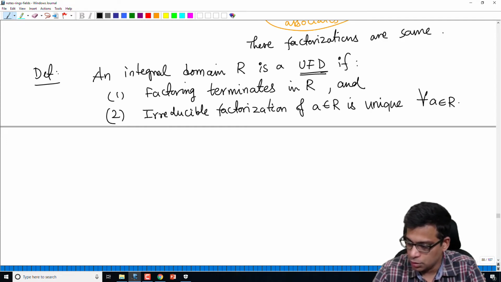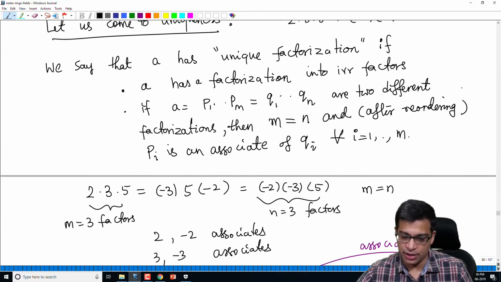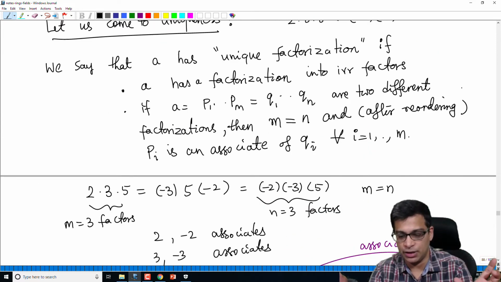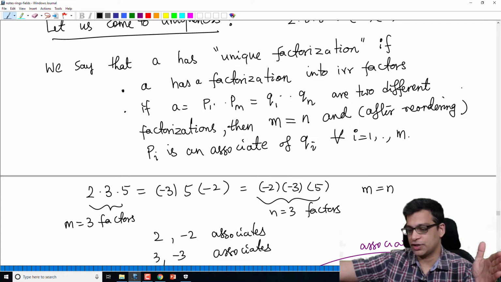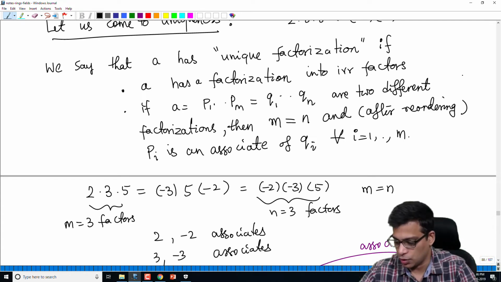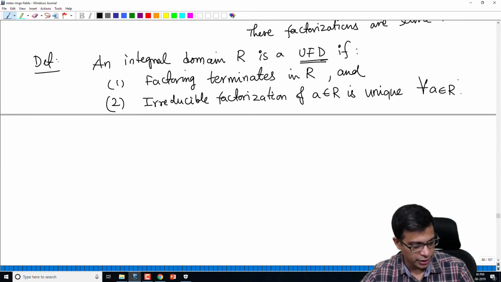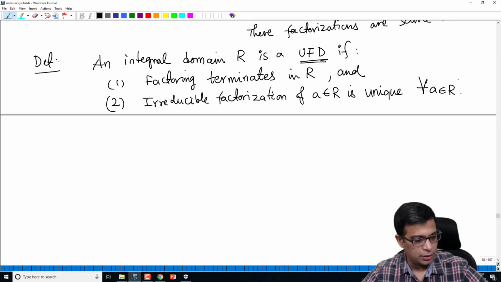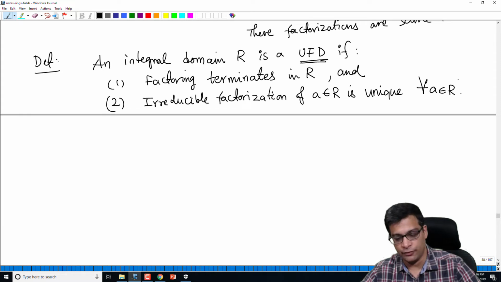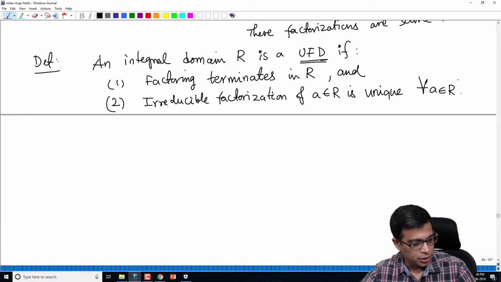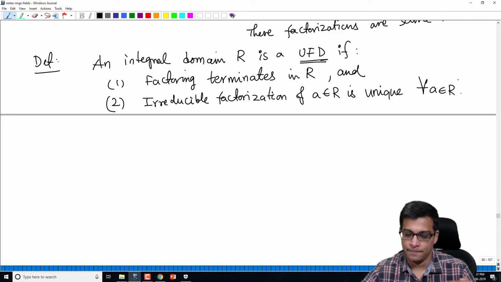For all a in R. So unique in the sense of this. I say that they are unique if the number of irreducibles must be equal, and after reordering if needed, the first one is an associate of the first one, the second one is an associate of the second one, and so on. So this second property is the uniqueness, the first property is the factoring, and the hypothesis that it's a domain takes care of D. So a unique factorization domain is one which is an integral domain where factoring terminates, and because of the first property, every element has an irreducible factorization, but the irreducible factorization must be unique.